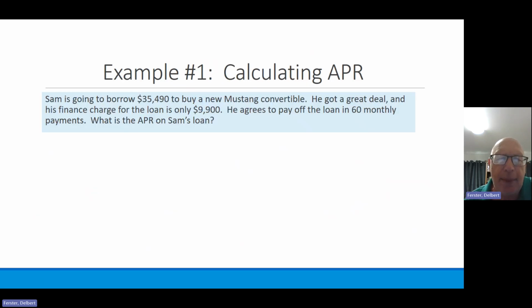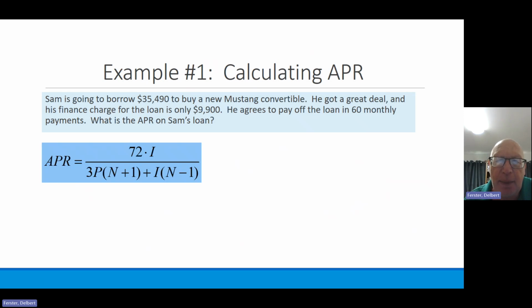We're going to go ahead and run an example. We're going to leave the truck alone for a while, and Sam's going to buy a new Mustang convertible. Quite frankly, I have a feeling that that $35,490 is probably a bit low. You got a great deal. Way to go, Sam. All right, so his finance charge for the loan's only $9,900, and maybe "only" is a bad word in that phrase because that's pretty sizable. So you know how much interest he's paying on this particular loan operation. He's going to make 60 monthly payments. The question says, what's the APR?